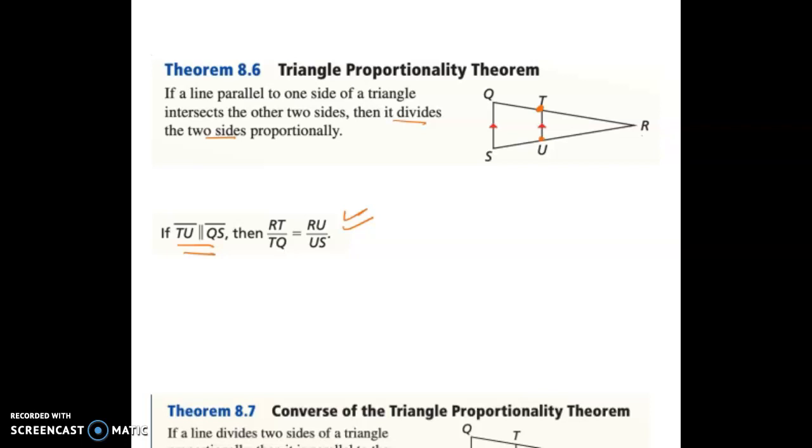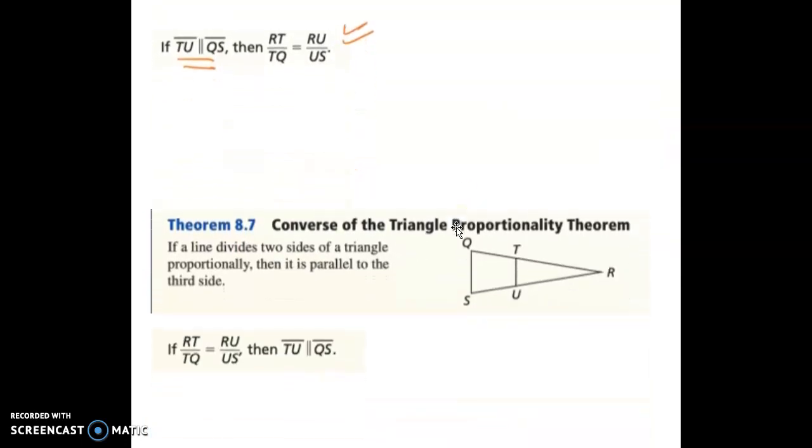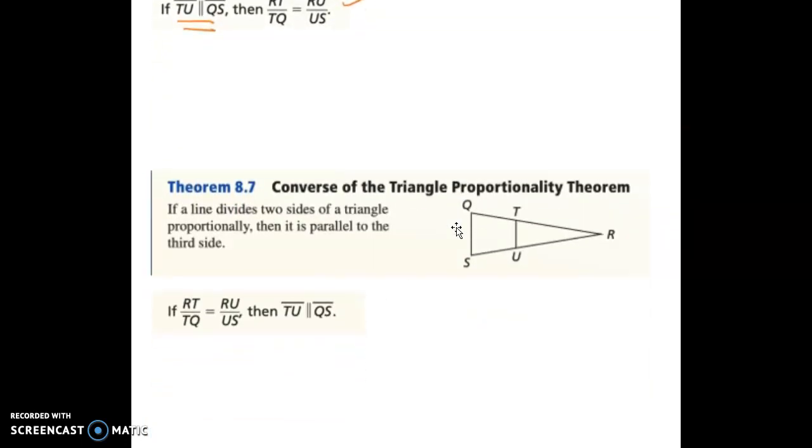The converse of this theorem also holds true. It says that if a line divides two sides of a triangle proportionally, right? So we are starting with the assumption that the line TU divides the triangle proportionally, then these two lines are parallel.